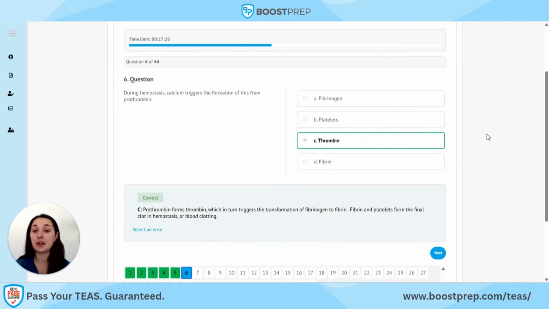The correct answer is C, thrombin. Prothrombin forms thrombin, which in turn triggers the transformation of fibrinogen to fibrin. Fibrin and platelets form the final clot in hemostasis or blood clotting. So prothrombin forms thrombin.